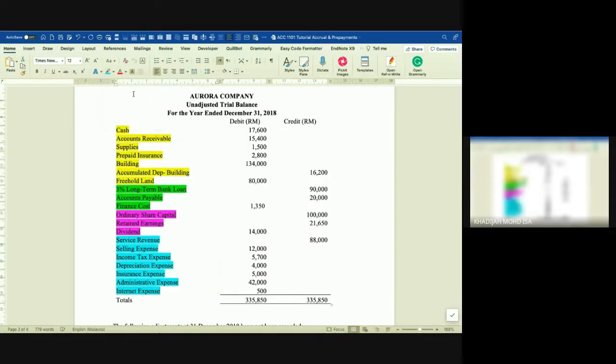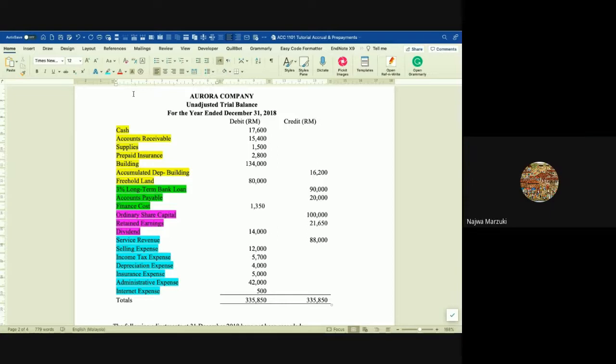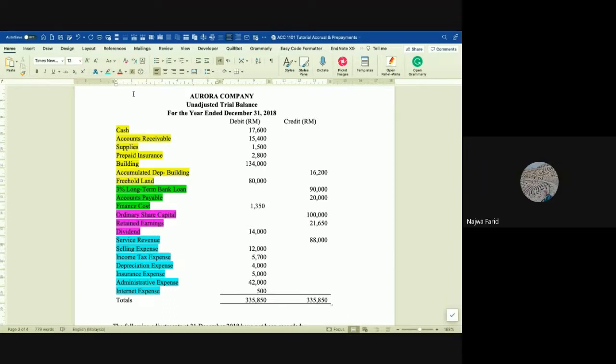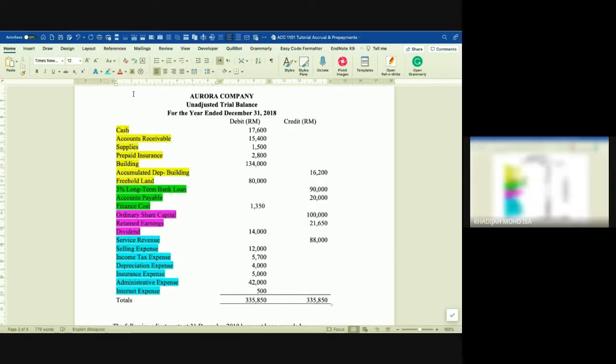So you see that the first yellow, green, and purple, those appear in which statement? Asset, liability, and owners' equity will appear in which statement? Statement of financial position. Very good, yeah. Statement of financial position. So you have all these to start with. All right, and then your service revenue and all your expenses appear in your statement of profit and loss.